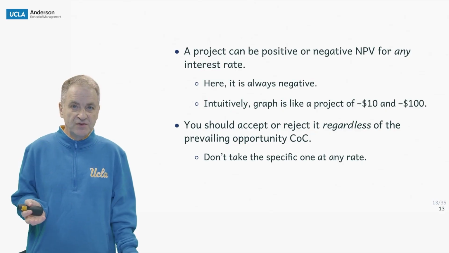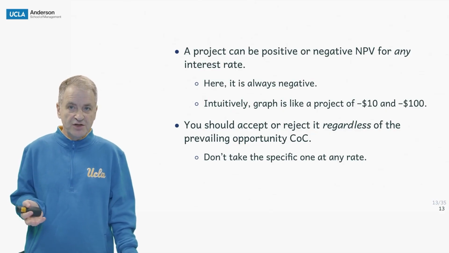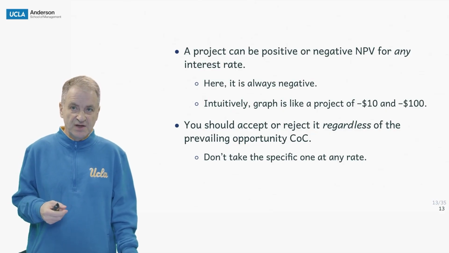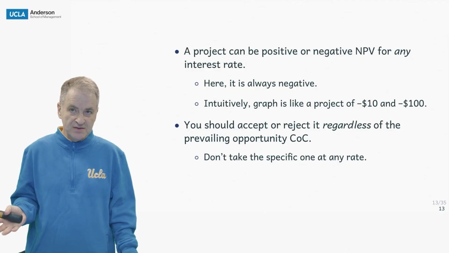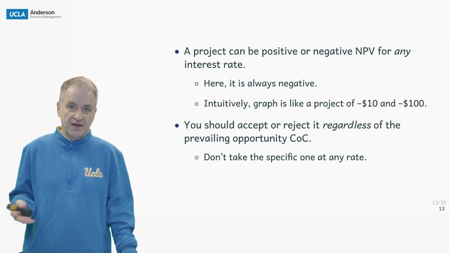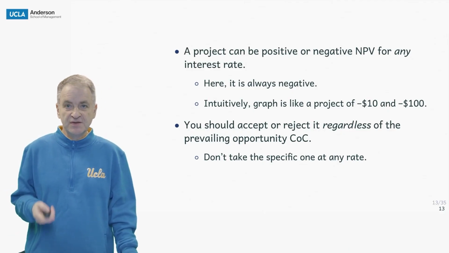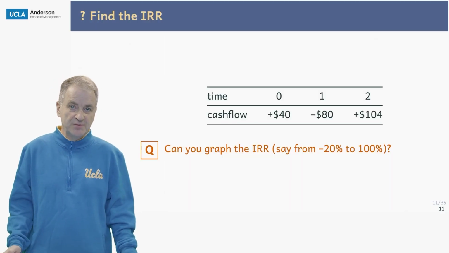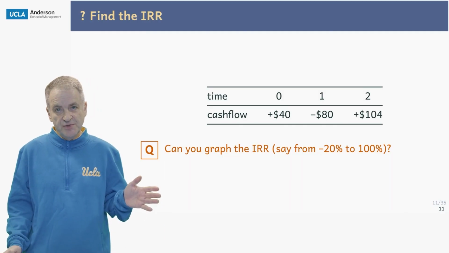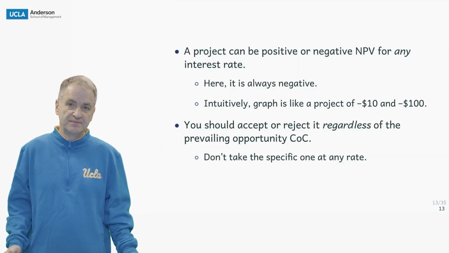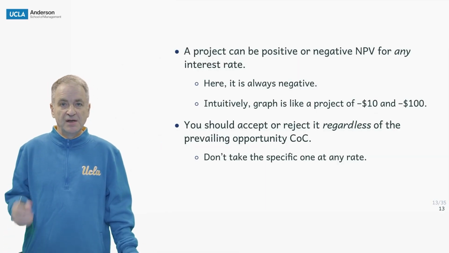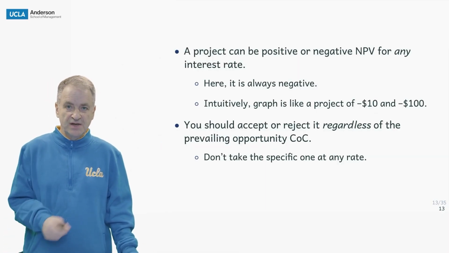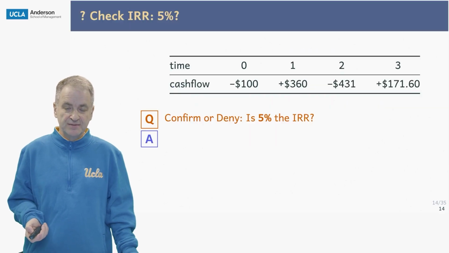It's equivalent to saying that you have a project that first costs $10 and then costs another $100, and that's all there is. Of course, it's much easier to see in that particular example than it is to see in the previous example that we had here, because you had some positive and some negatives. In this case, don't take this project at any rate.